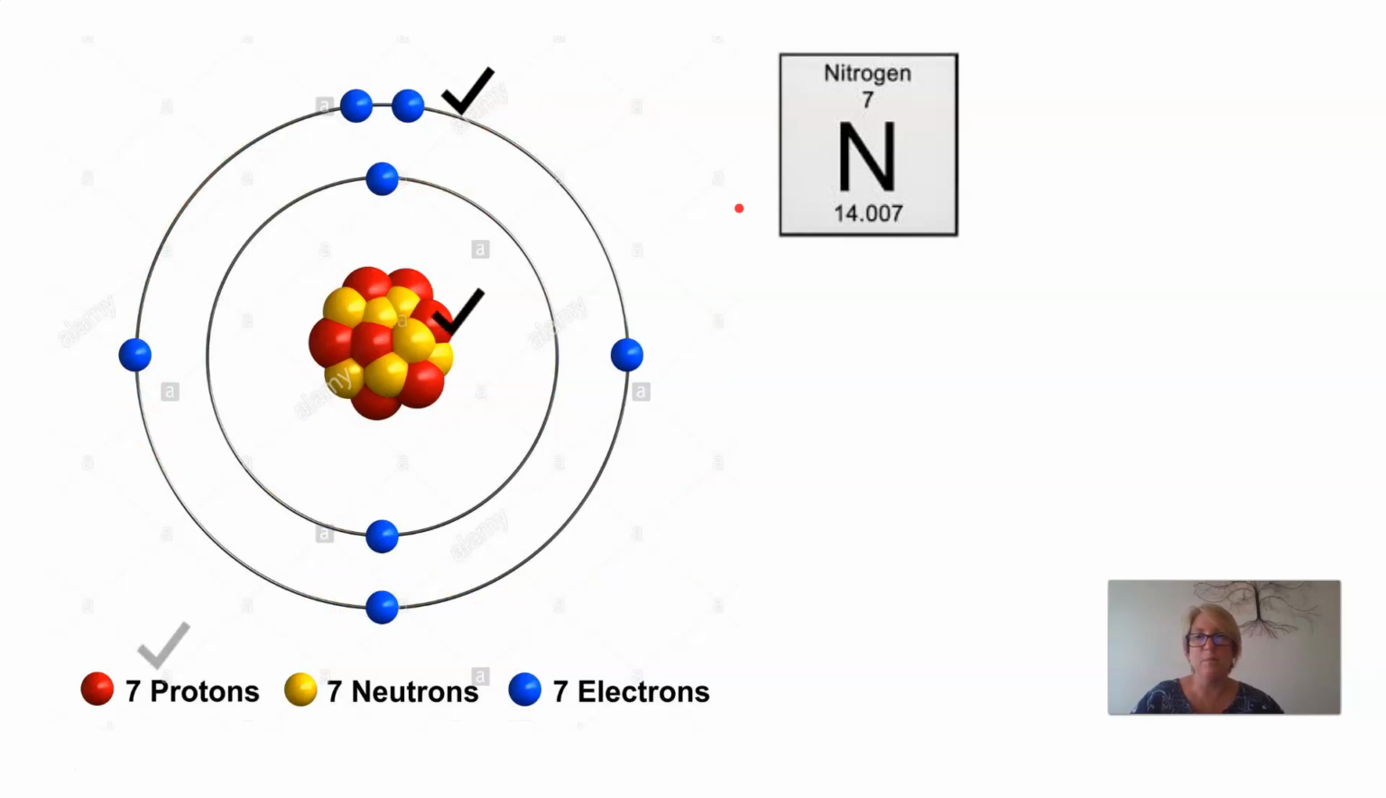So just as a recap, this is how we can mark your atom. So the fact that there are 2 shells, the fact that in your nucleus you have 7 protons, the fact that in your nucleus you have 7 neutrons, and the fact that you have 7 electrons, and that your first shell has got 2 electrons.